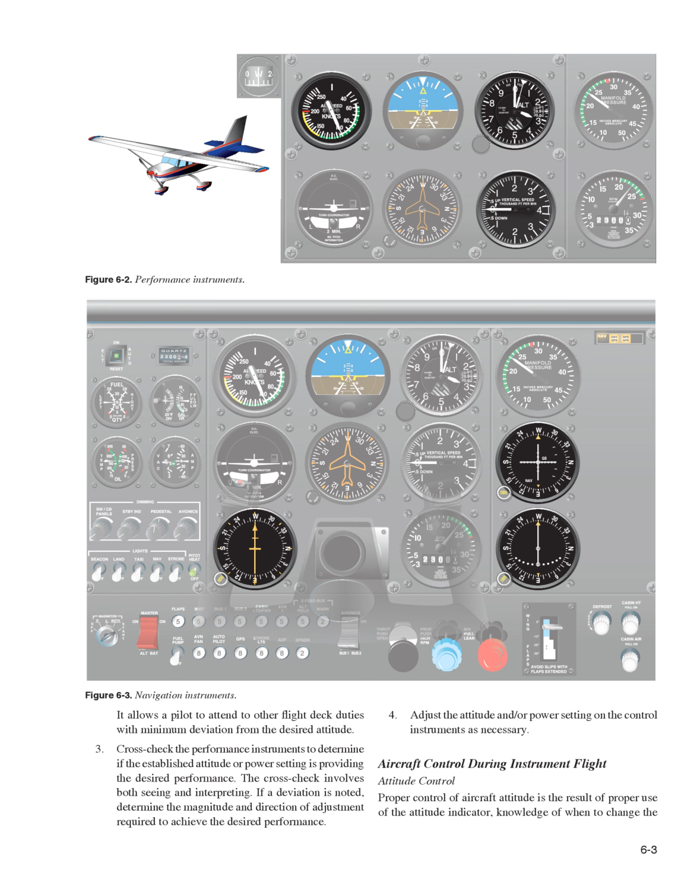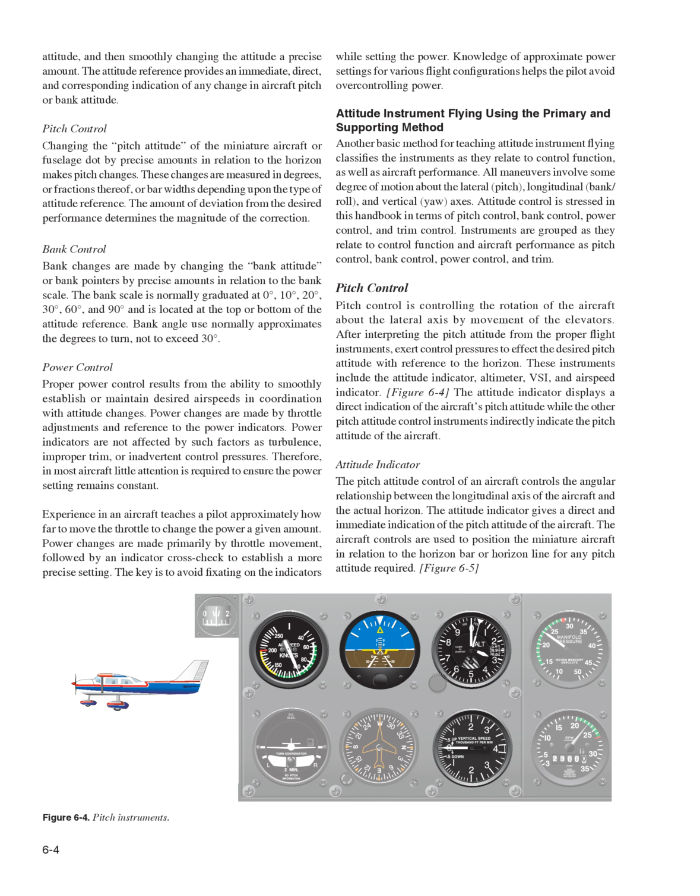Attitude control. Proper control of aircraft attitude is the result of proper use of the attitude indicator, knowledge of when to change the attitude, and then smoothly changing the attitude a precise amount. The attitude reference provides an immediate, direct, and corresponding indication of any change in aircraft pitch or bank attitude. Pitch control. Pitch changes are made by changing the pitch attitude of the miniature aircraft or fuselage by precise amounts in relation to the horizon.